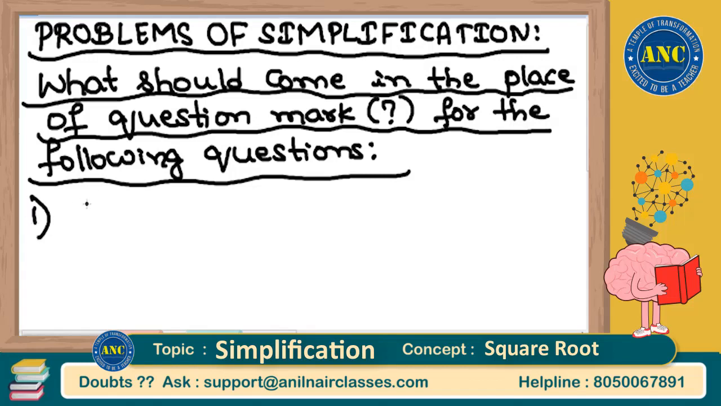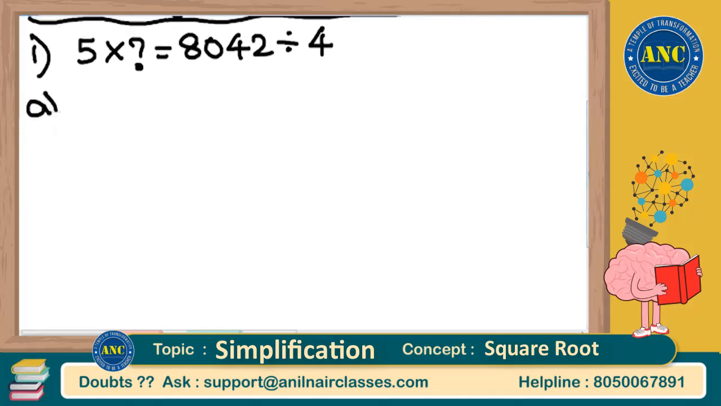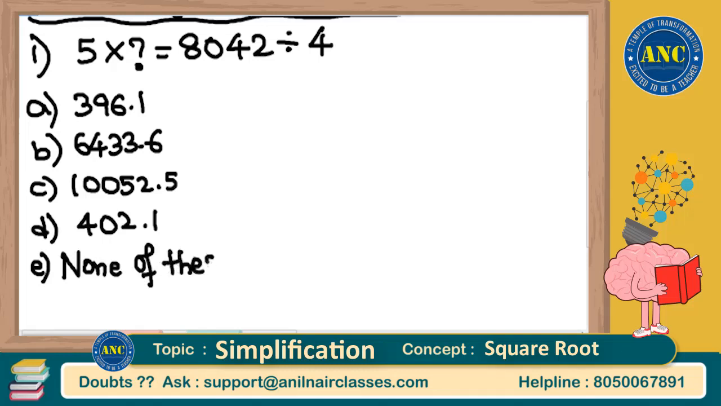First question, 5 into question mark is equal to 8042 divided by 4. Your answer options are: 396.1; second option is 6433.6; third option is 10052.5; fourth option is 402.1; and the last option, which you should never worry about if you are solving simplification questions, is none of these, which I will mention in my next questions as NOT, which refers to none of these.